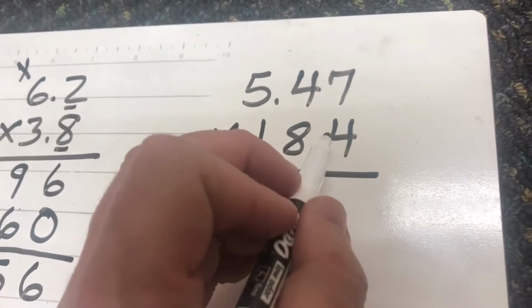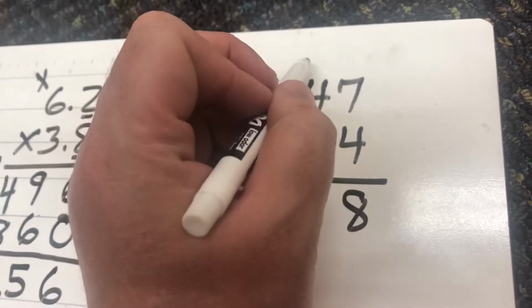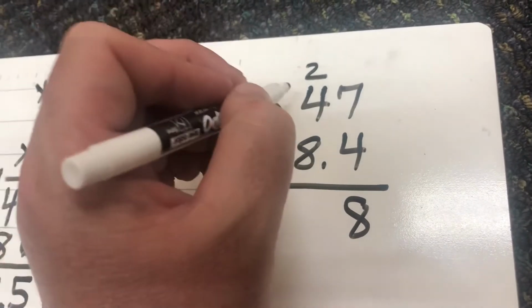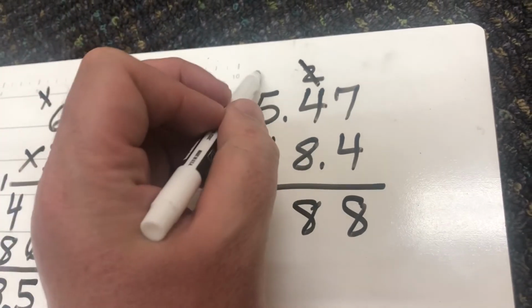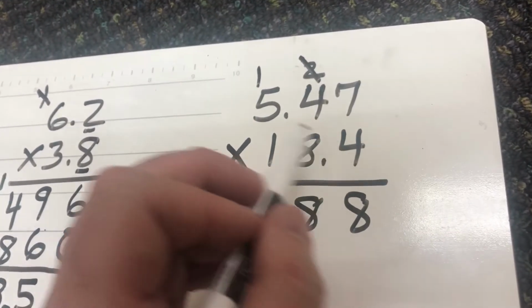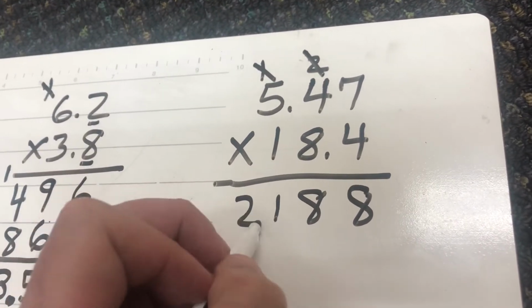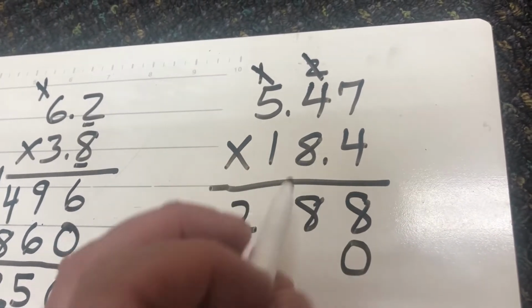I'm going to start with 4 times 7. Well, 4 times 7 is 28. So I'm going to put the 8 down and carry the 2. 4 times 4 is 16, plus the 2 is 18. Put the 8 down, carry the 1. 4 times 5 is 20, plus the 1, 21. We put the 0 down to line everything up with my 8.